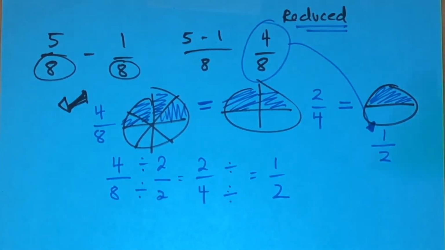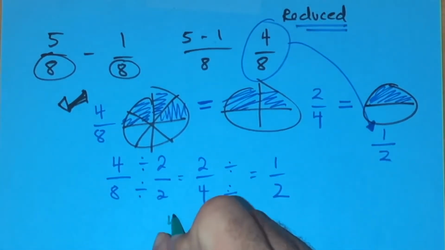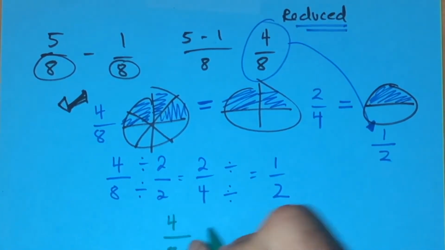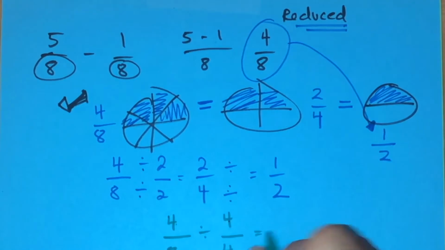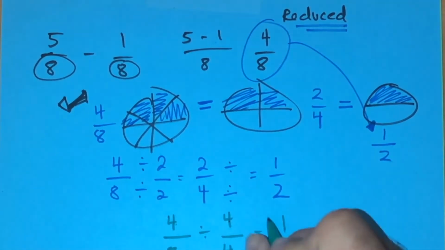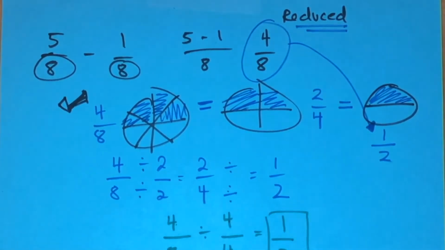Or you could have even noticed that the biggest number that goes into 4 and 8 is 4. 4 divided by 4 is 1. 8 divided by 4 is 2. And that's how we get our answer, 1/2.